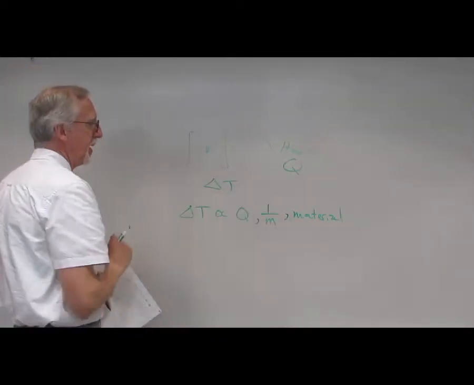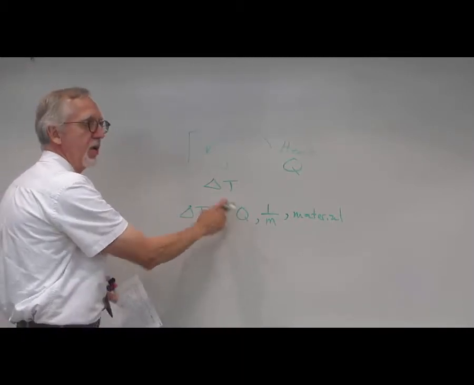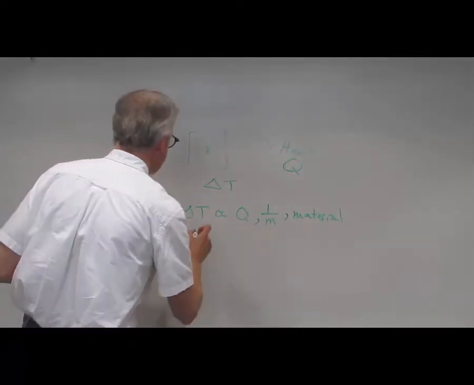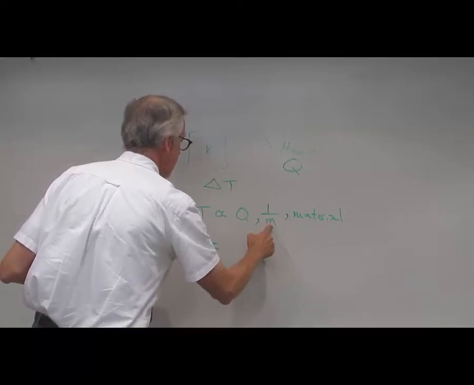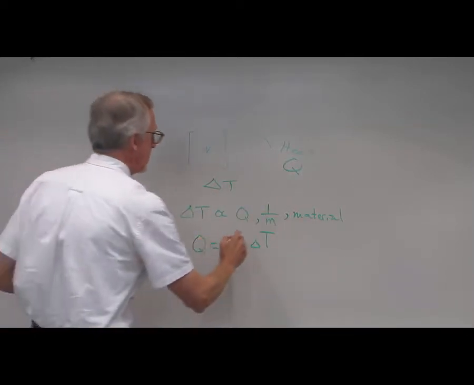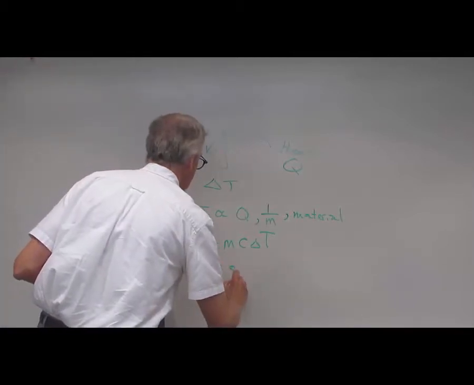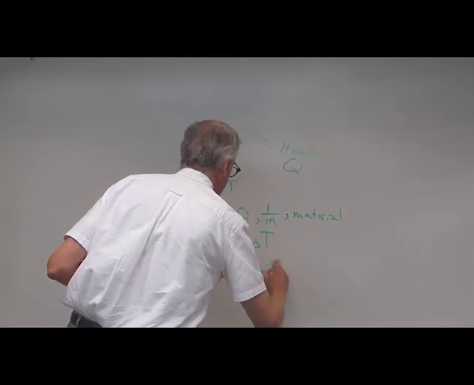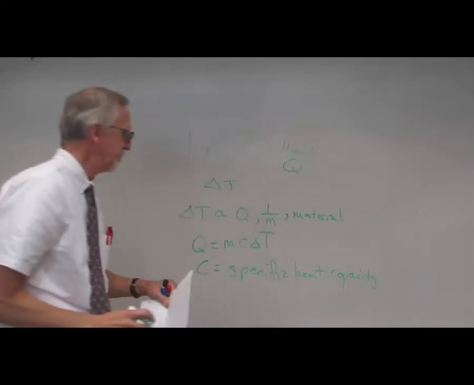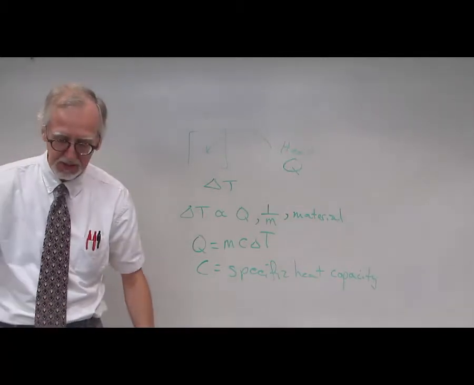Well, we're going to write this whole thing as an equality, but rather than writing it in terms of delta T, we'll actually write it in terms of the heat. So let's bring all this over to the other side, and we'll write this as Q equals M delta T, and then the dependence on the material we will write as a lowercase c, where c is what we call the specific heat capacity. The specific heat capacity of the material, and different materials will have different values for the specific heat capacity.